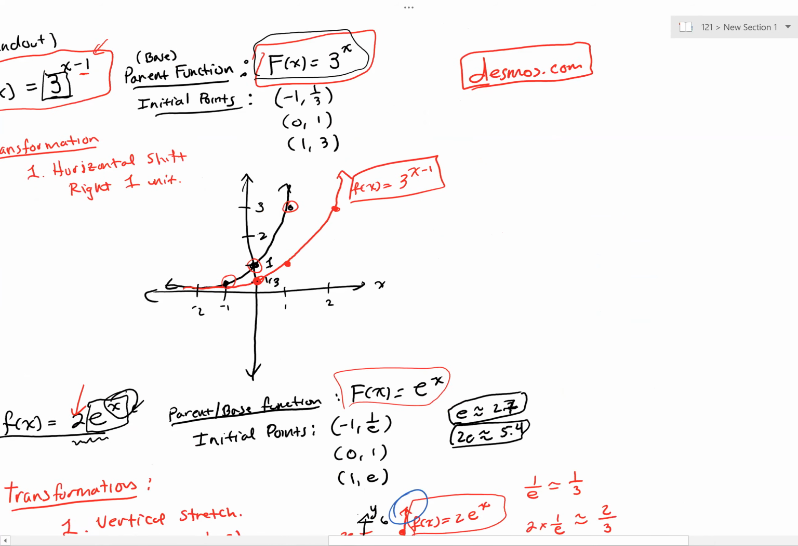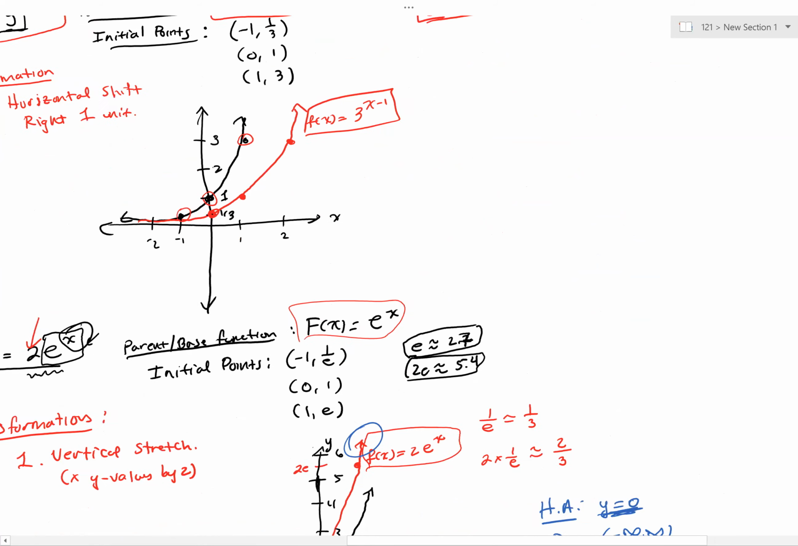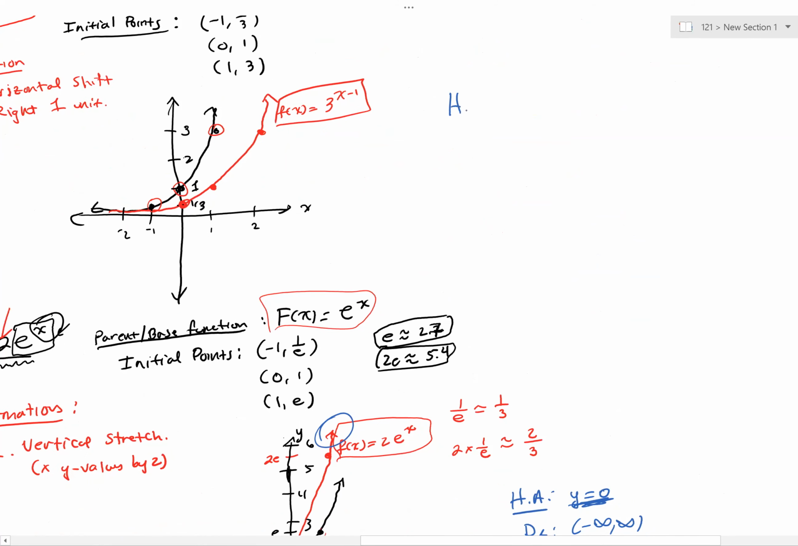Finally, for number 1, it's going to be a similar story to what we just saw in number 2. So the horizontal asymptote, since there was no vertical shift, we're still in the situation of having y equals 0. The domain of f, again, everything. And finally, the range of f, because there was no vertical shift, again, will be 0 to infinity.